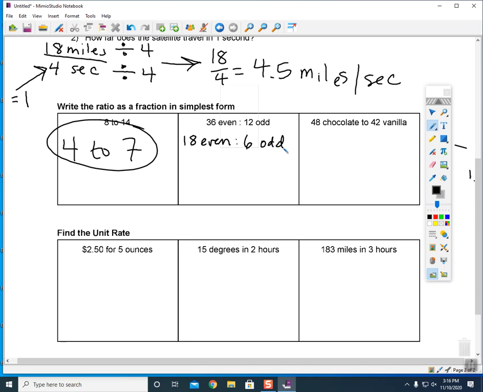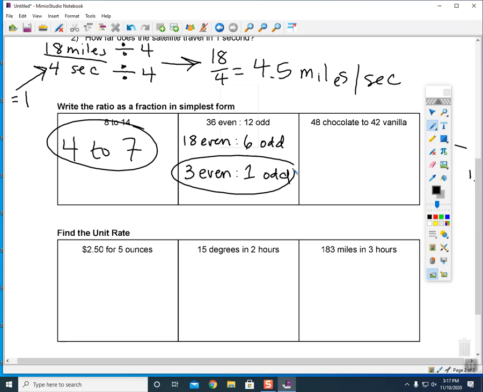So now I need to look at it, can I simplify that even more? Well, yeah, 6 actually goes into both of those. So I know that 6 goes into 18 3 times. So I have 3 evens. 6 goes into 6 1 time. So my solution then, my reduced form, my simplest form, is 3 even to 1 odd.